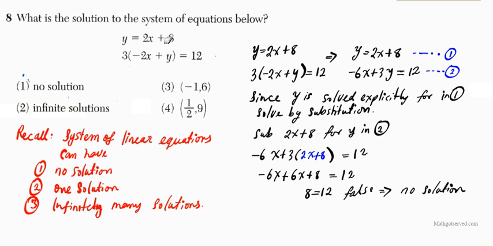Anytime you're solving systems of equations and the variables cancel out and you end up with a false statement, that means that there are no solutions to the system of equations. Basically, the two lines never intersect, okay? But on the flip side, if you have a true statement, that means that you have infinitely many solutions, the two lines overlap. Okay, so the answer to number 8 is option number 1.